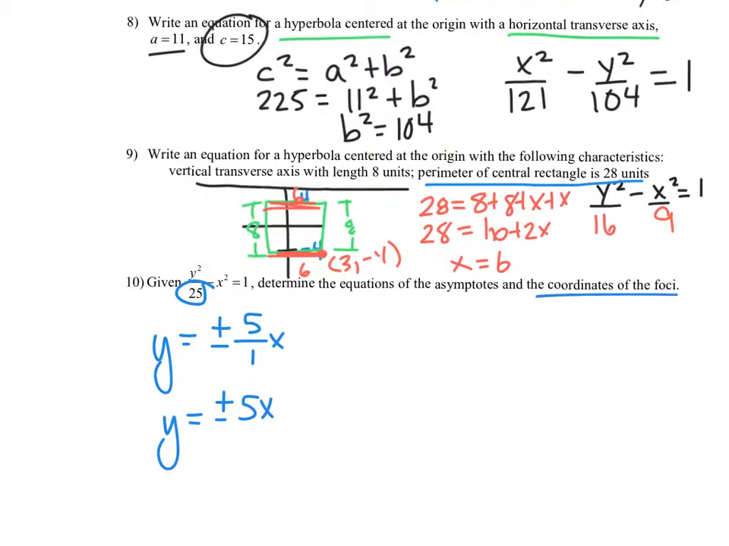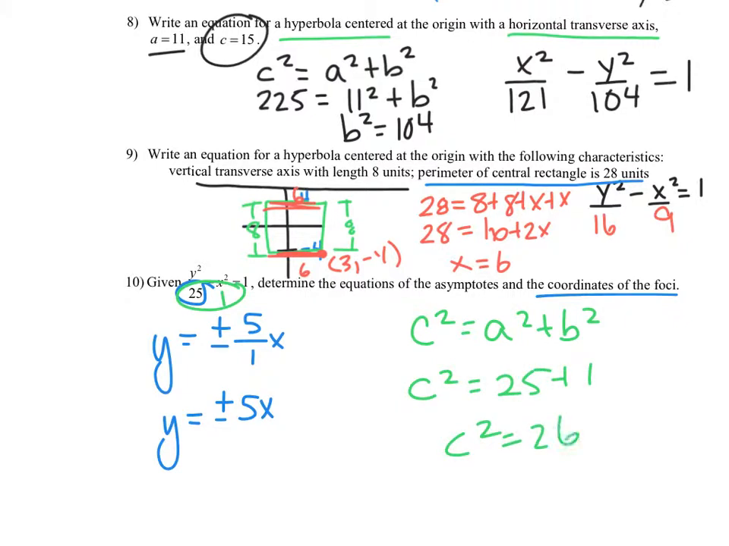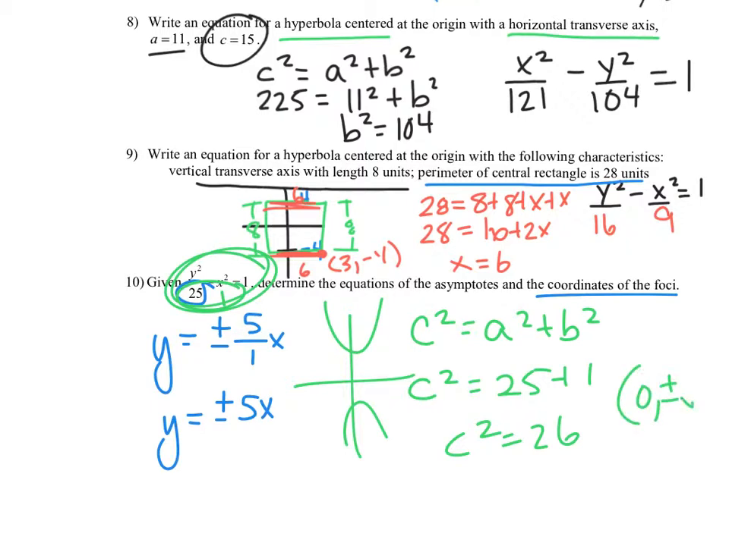For the foci, remember, there's a 1 underneath here, it's going to be c squared equals a squared plus b squared. So c squared equals 25 plus 1. c squared equals 26. And this is going up and down, so your foci are going to be on the y-axis. So it's going to be 0, plus or minus root 26.